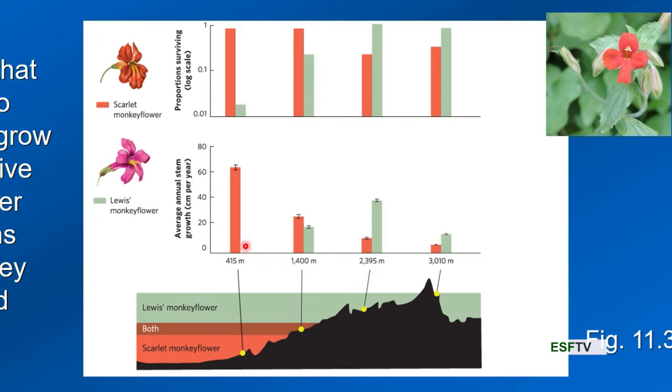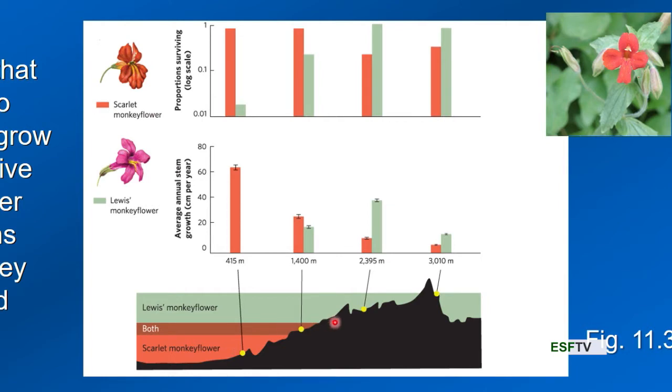Okay, so back to this. Here's the scarlet. Those are the orange. They do really well. They do well with their annual growth of stems at 415 meters, low elevation on the west slope, and those that survive, much better than the Lewis's monkey flower, which is better adapted at high elevations. So you can see this is a good reason why. If you walk around in this region, the scarlet monkey flower is quite happy. That's what you're going to see.